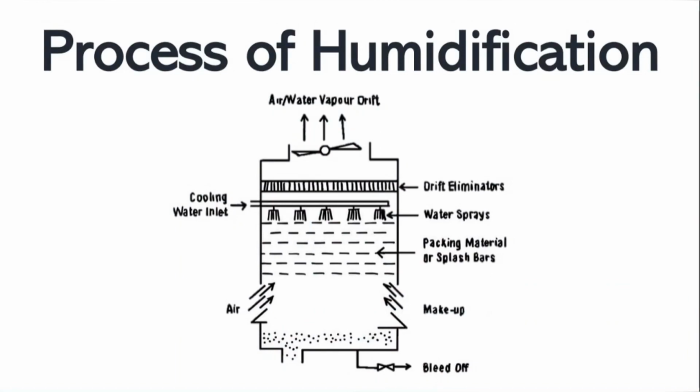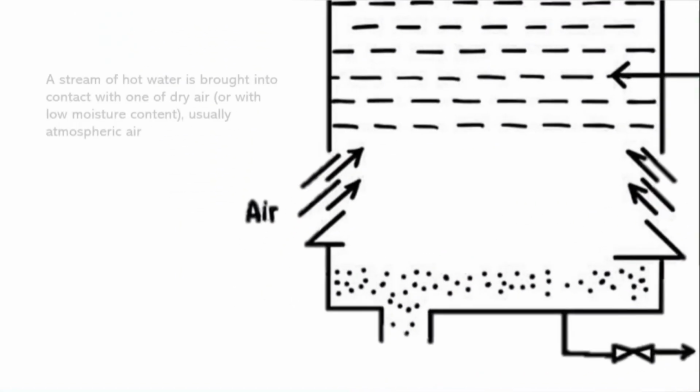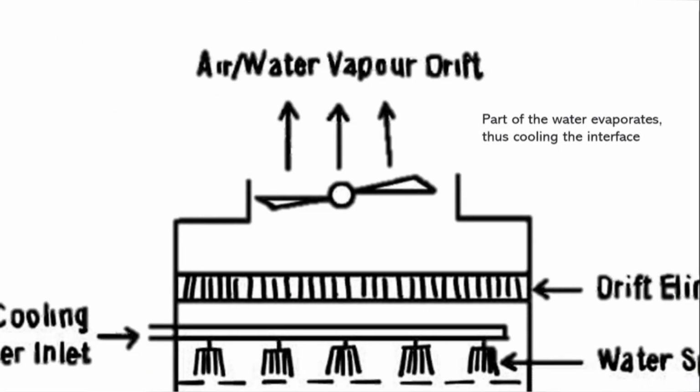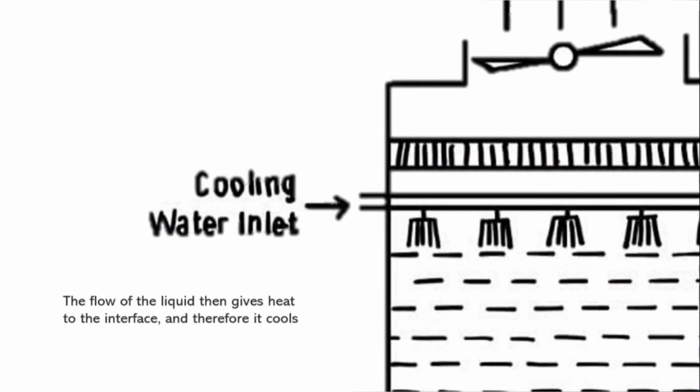Next, we will look at the process of humidification. A stream of hot water is brought into contact with one of dry air or with low moisture content, usually atmospheric air. Part of the water evaporates, thus cooling the interface. The flow of the liquid then gives heat to the interface and therefore it cools. In turn, the water evaporates and the interface is transferred to the air, so it is humidified.